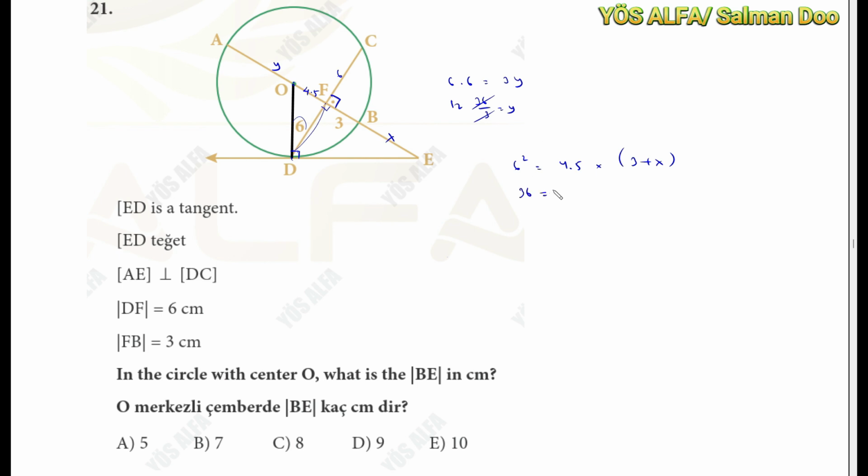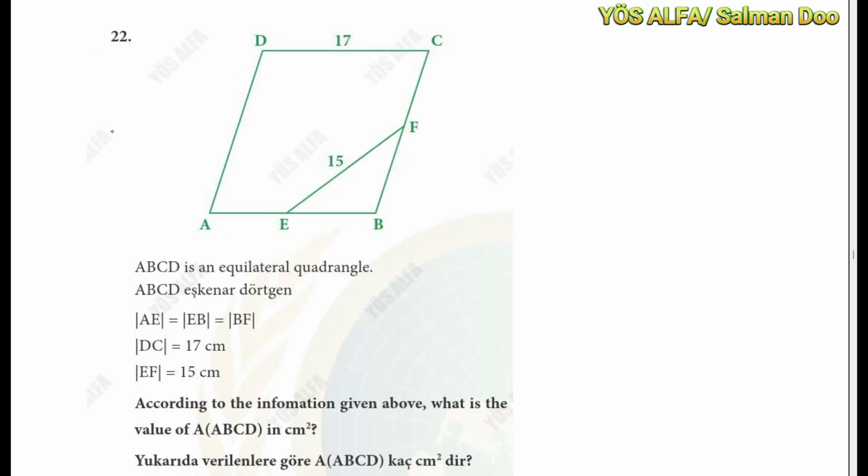So this is 36. 4.5 is the same as 9 over 2. This is 3 plus x. 3 plus x is equal to 8. From here we have x is equal to 5. So the answer is A.